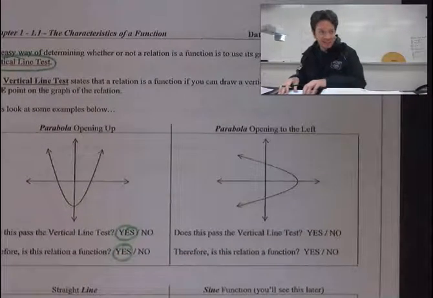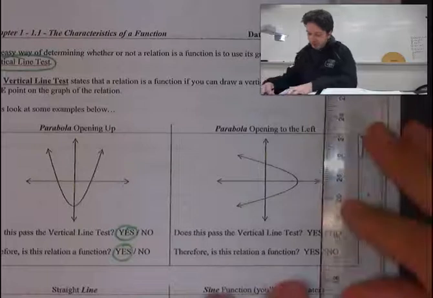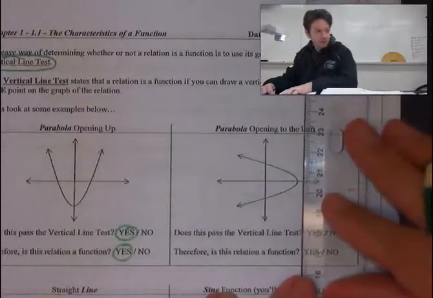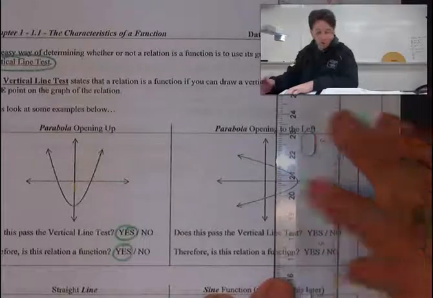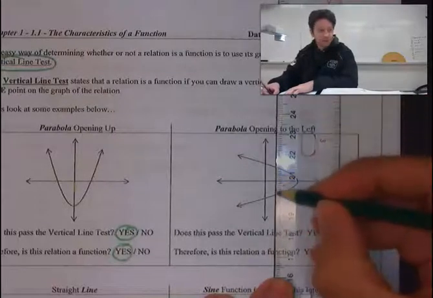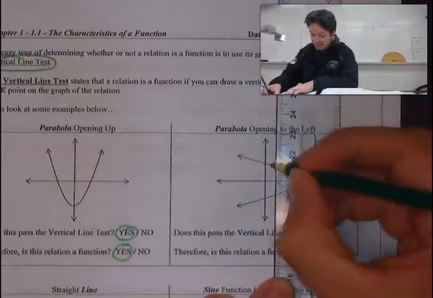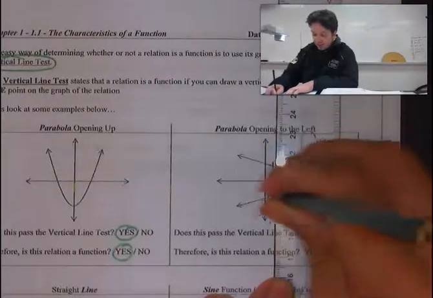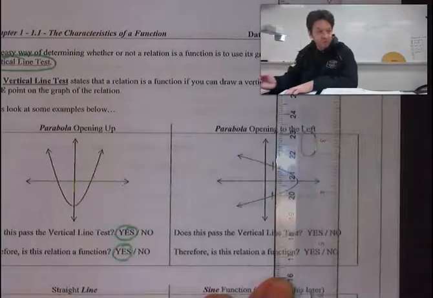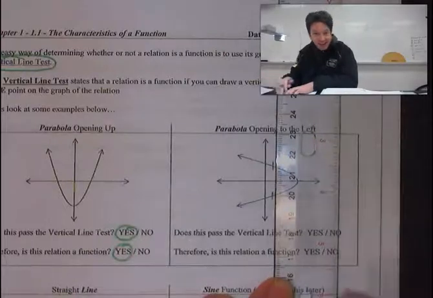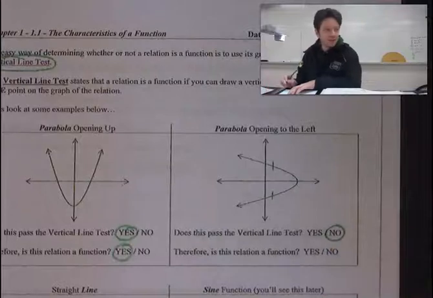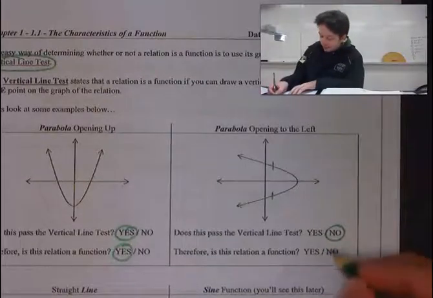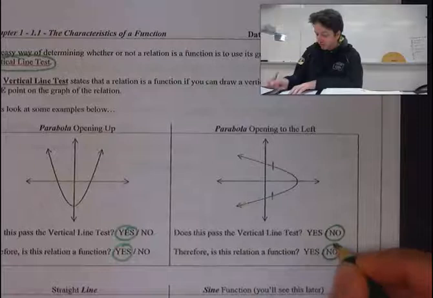We look at the next example. As I move over, you can probably see what's going to happen. Suddenly, this parabola is crossing my ruler, crossing my vertical line, in two locations, here and here. If that happens, you just failed the vertical line test. And therefore, that relation is not a function.